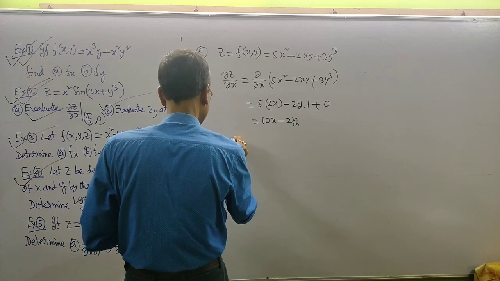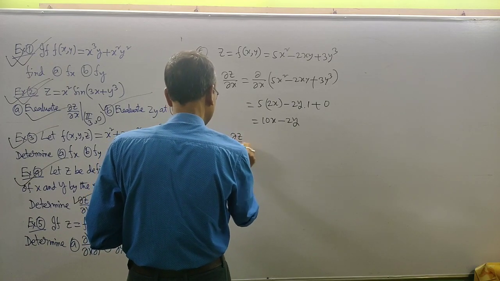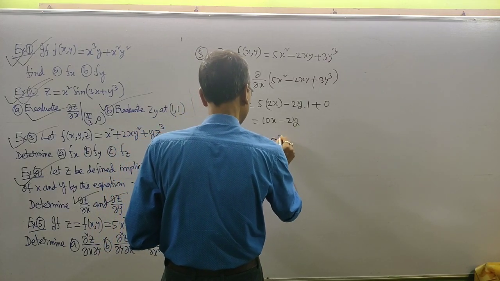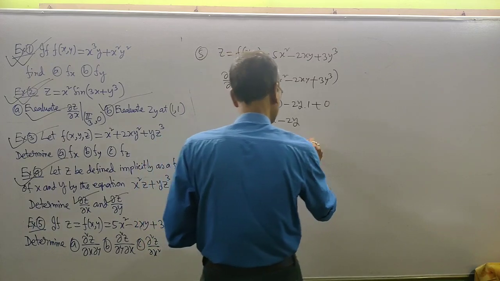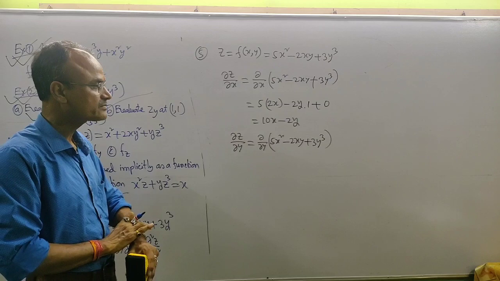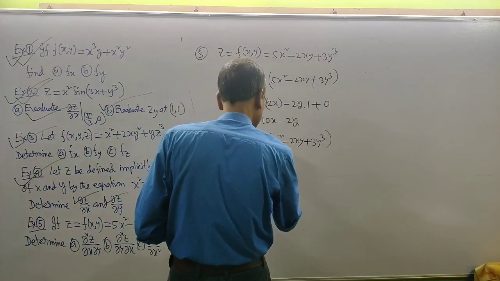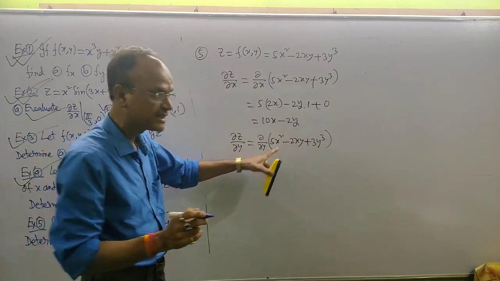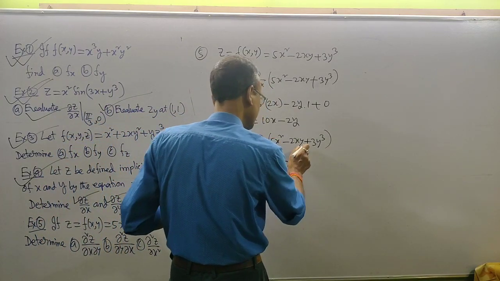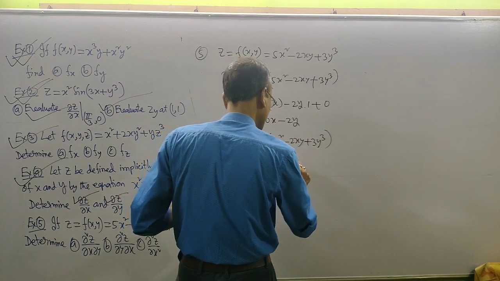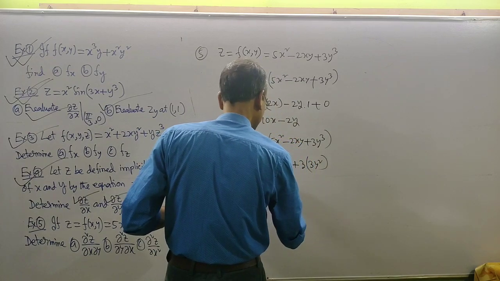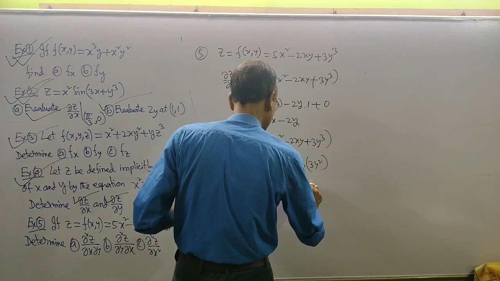Now, del z by del y. What is del z by del y? Del y of 5x square minus twice xy plus thrice y cube. Here x should be treated as constant, therefore it will be equal to 0 minus twice x into differentiation of y, which is 1, plus 3 into thrice y square. This is equal to minus twice x plus 9y square.